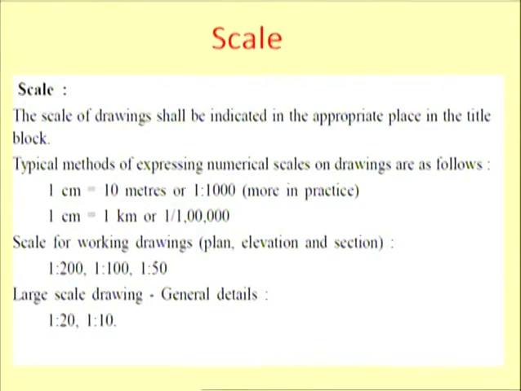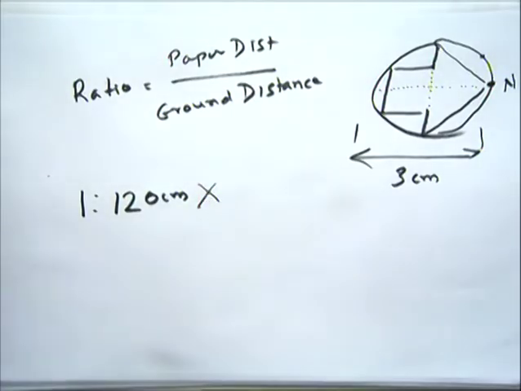Usually for submission of the drawings to the authorities, for working drawings, we can choose 1 centimeter equal to 200 centimeter, or 1 centimeter equal to 100 centimeter, or 1 centimeter equal to 50 centimeter. So these are the three options with us. We cannot decide any scale. We cannot say that I want to submit the drawing in 1 centimeter equal to 120 centimeter. The authorities will not accept this scale.